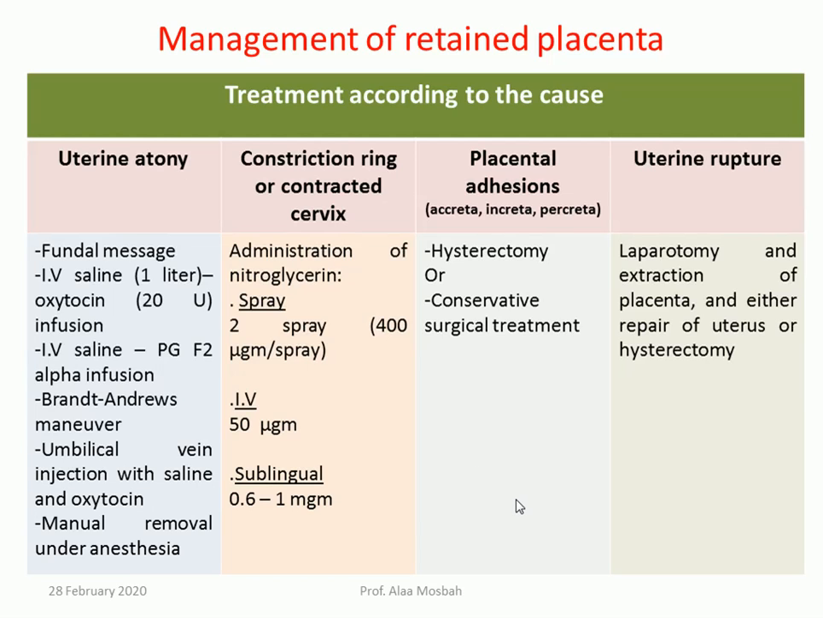In case of constriction ring or contracted cervix, we administer nitroglycerin in the form of spray, 2 sprays, 400 microgram per spray, or intravenous 50 microgram dose, or sublingual 0.6 to 1 milligram dose.